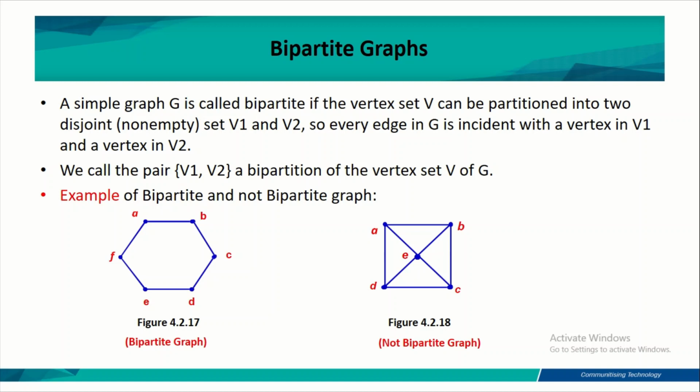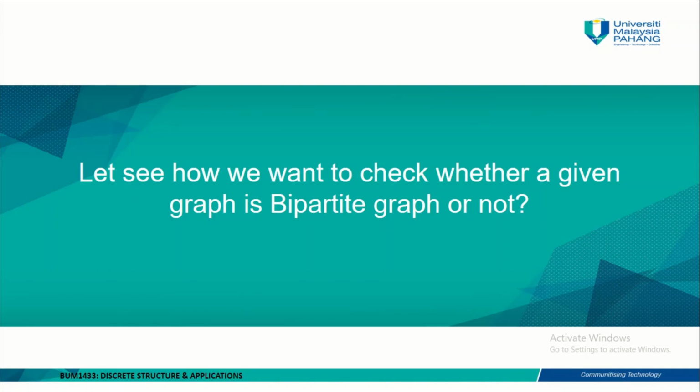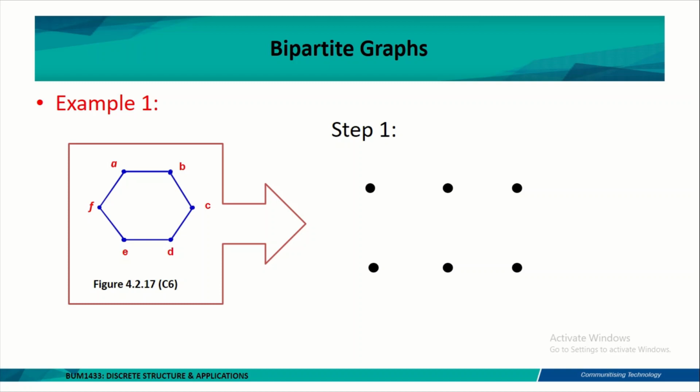So how do we know whether the given graph is bipartite or not bipartite? Let's see how we want to check whether a given graph is a bipartite graph or not. Let's see example number 1. We have figure 4.2.17 which is C6. We already learned it in the previous class. C6 has 6 vertices and we have to draw our 6 vertices here.